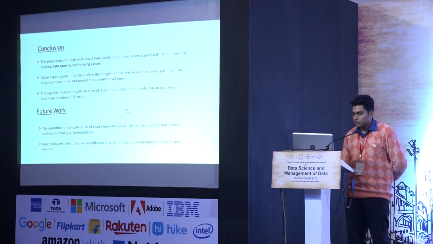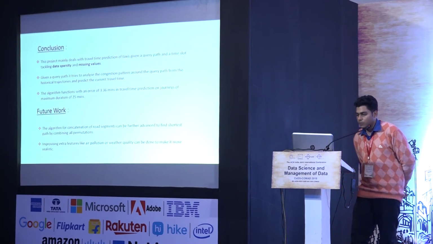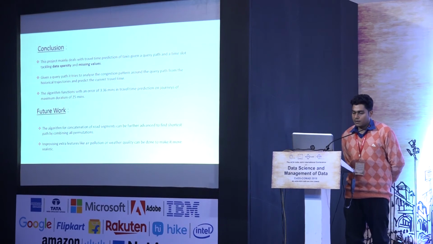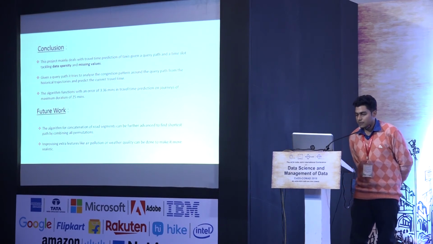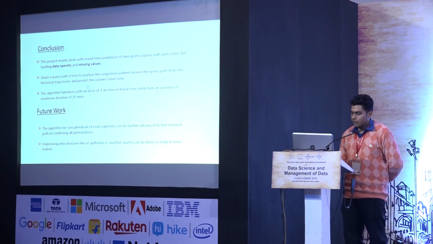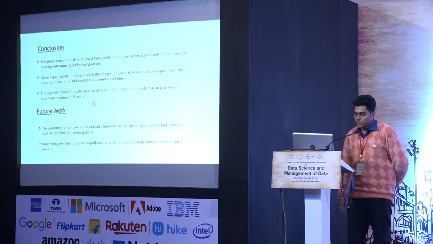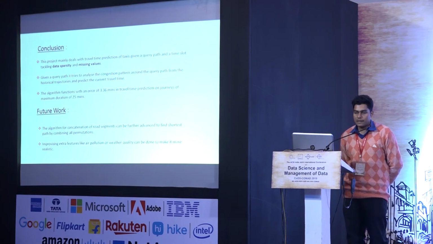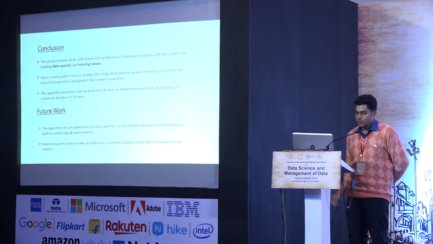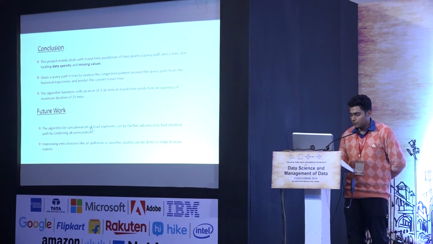Now coming to conclusions, this project mainly deals with the travel time prediction of taxis given a query path, and it works against data sparsity and missing values, and it has an error of 3.36 minutes in journeys of maximum duration of 25 minutes. For future work, you can improve it with features like how the travel time would depend on weather and visibility, and include a more advanced and robust concatenation of road segments.